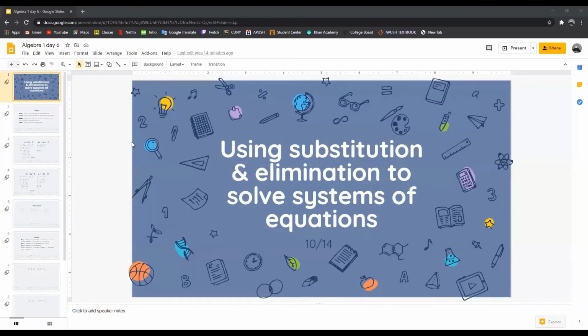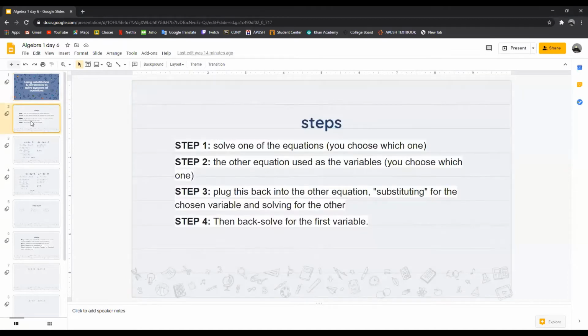We're going to be using substitution and elimination to solve systems of equations. Substitution and elimination are two methods you could use to solve systems of equations, whichever you prefer. The first one we're going to be learning how to do is substitution.